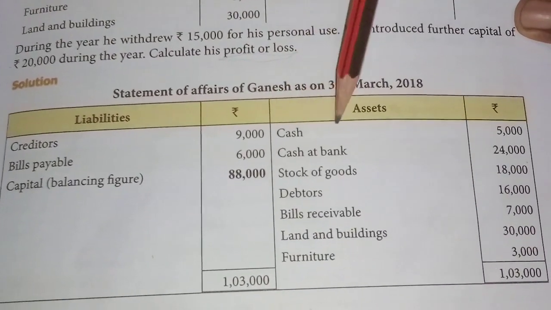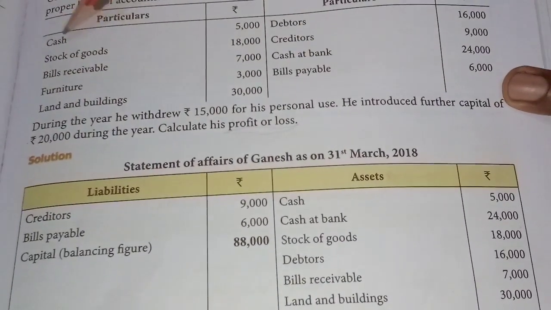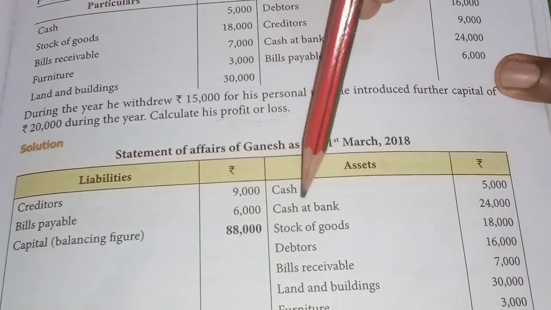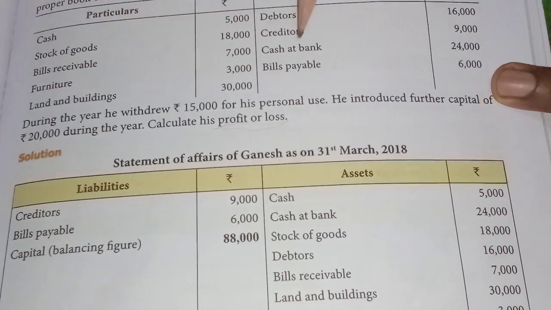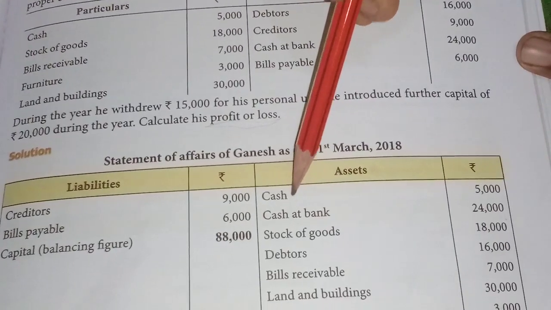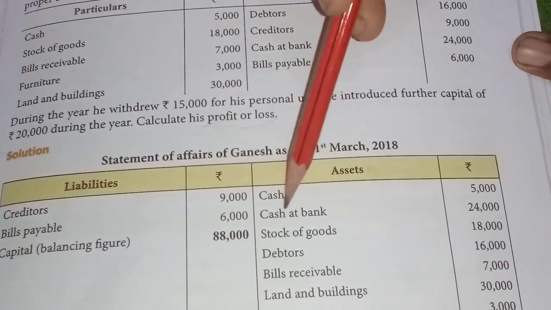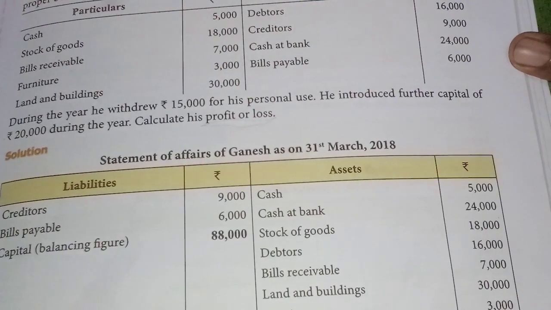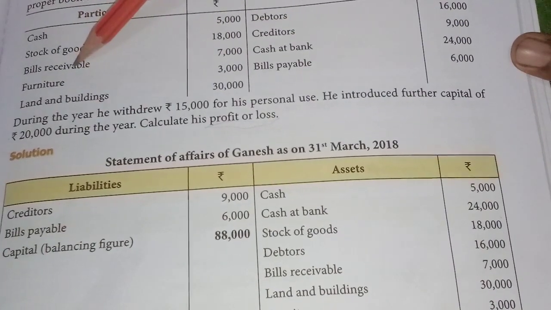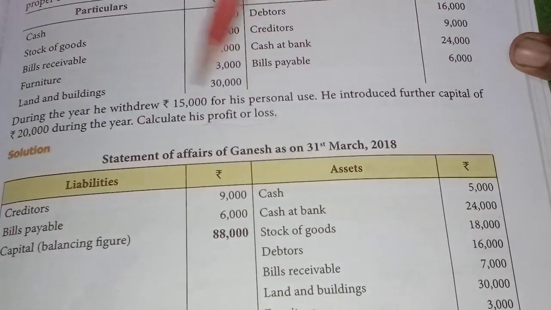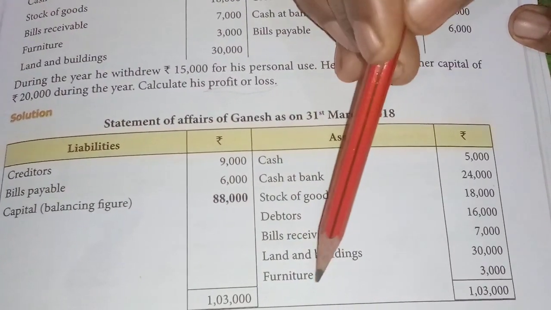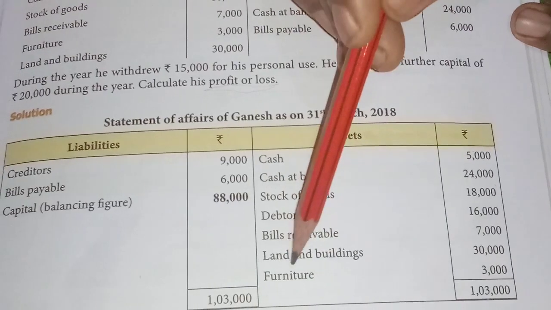Cash will be written on the asset side. Next item, stock of goods. That will be coming third, because cash is given. Next we have to write the cash at bank, because first we have to write the liquid assets. So cash in hand, cash at bank, then stock of goods, then debtors, bills receivable, then the fixed assets. You can write furniture first and land and buildings next. The fixed assets they have written together.